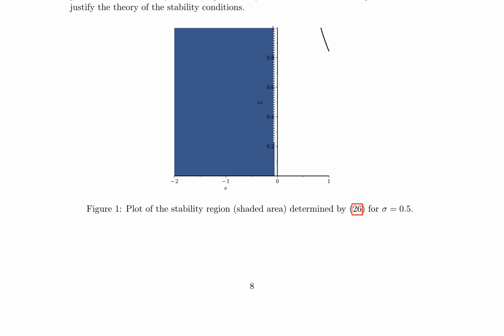Subsequently, they present the numerical solution with mu equals 1 in Figure 4, which exhibits unstable sample paths, corroborating the theoretical stability conditions. The stability region is determined by equation 26, and the authors' computational results validate the theoretical stability conditions, underscoring the efficacy of their proposed scheme in solving stochastic differential equations.